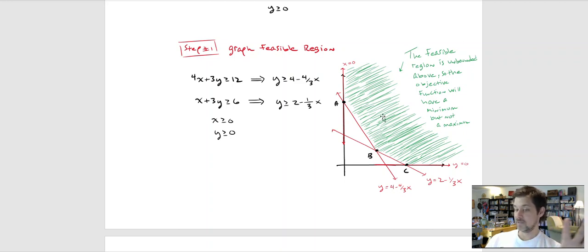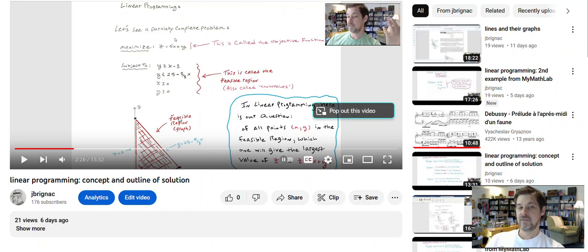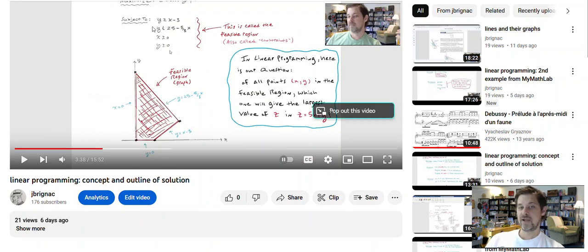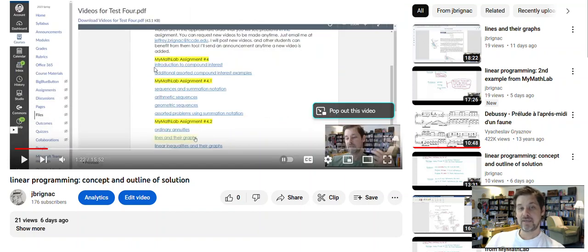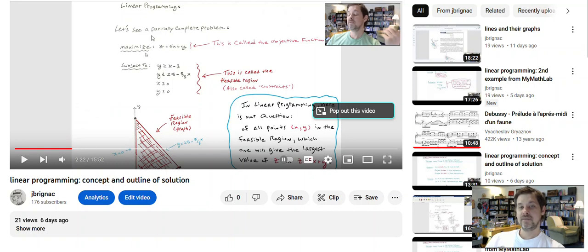Now, what's different about this one, now that I've graphed it, is it's not bounded. It just goes forever out this way. Compare that with this other one in my other video that I've already posted. It's bounded. Like if you graph each of these in the same way that I just described, it's closed off on each side. In that case, this objective function that we're trying to maximize or minimize is going to have a maximum and a minimum at the corner. You just have to check each corner point. One of them will give you a maximum, one of them will give you a minimum. Okay, that's how it works.